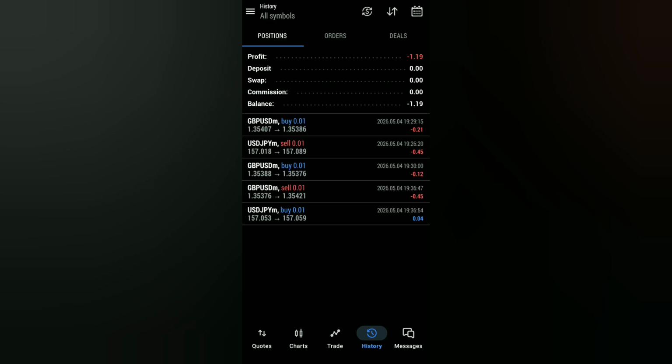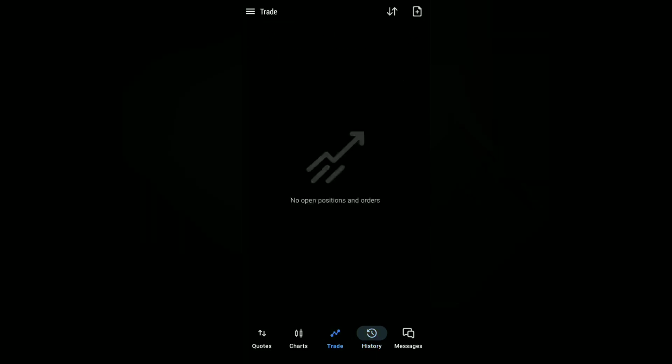So don't just come here and start clicking buy or clicking sell. Look how I'm losing because I don't even analyze it. That's how you're going to lose if you don't analyze.